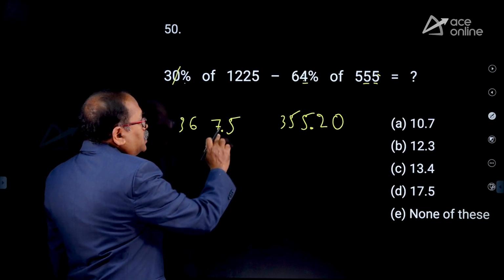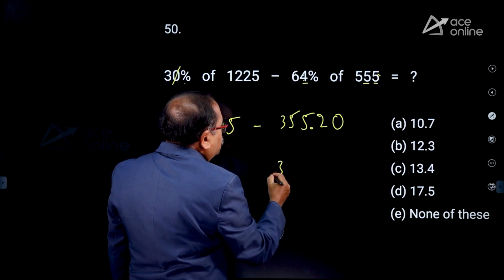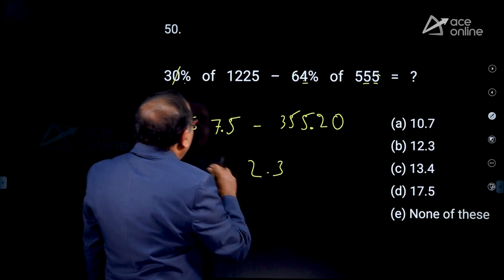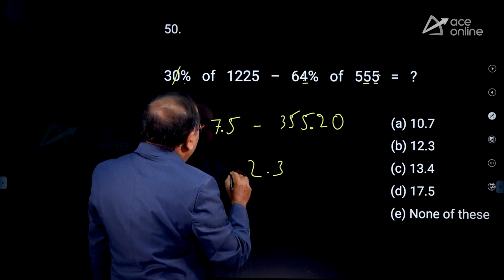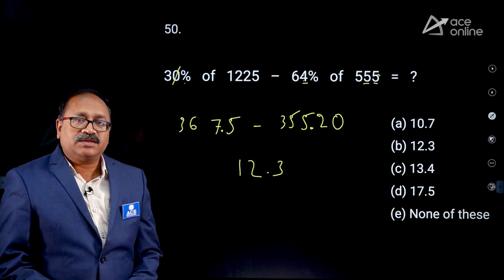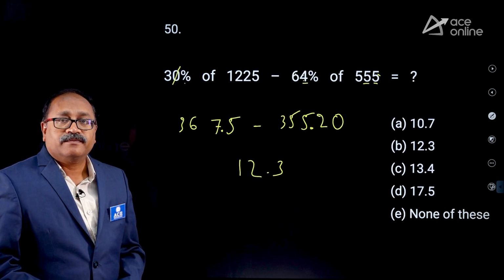Now the rest part is a very simple subtraction here. That is 5 minus 2 is 3, and 7 minus 5 which will be 2, and 6 minus that is 1. 12.3 should be your answer. So do we have option choice?